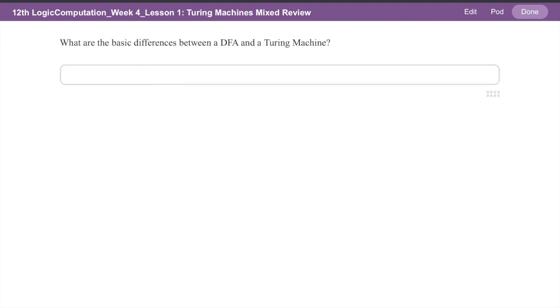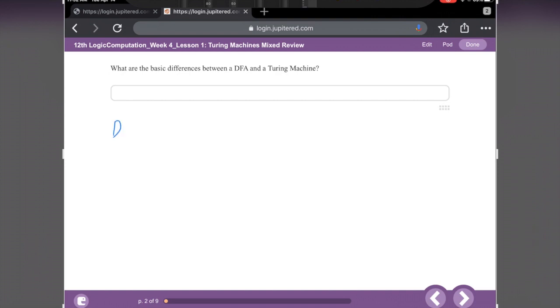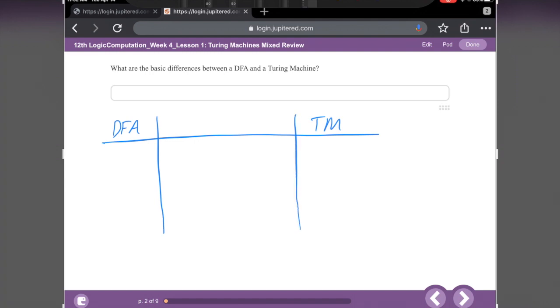The first question asks, what are the basic differences between a DFA and a Turing machine? So let's write it out here. Briefly, a DFA and a Turing machine both have states, right? And they both have state transitions. So that's what they have in common. And they can both be used to solve decision problems. But what makes a Turing machine different is that it also has a memory tape. This is probably the key difference.